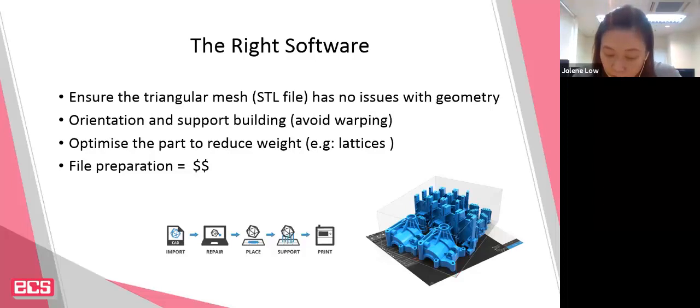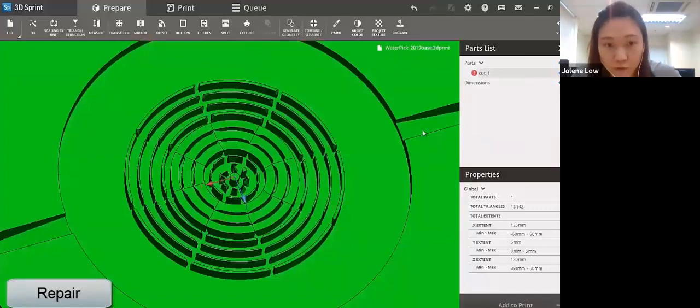Following forward, I will just do a short demo on a software that we are currently using. It's called 3D Sprint. I will cover two examples in the software: one in the support creation, and one in the material jetting example.